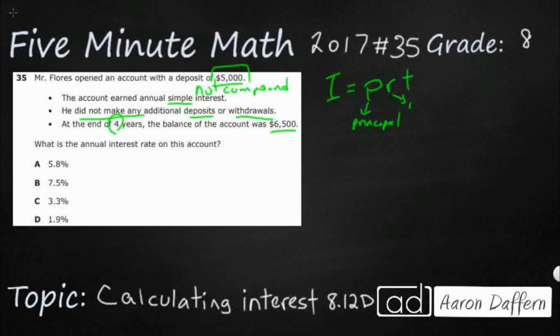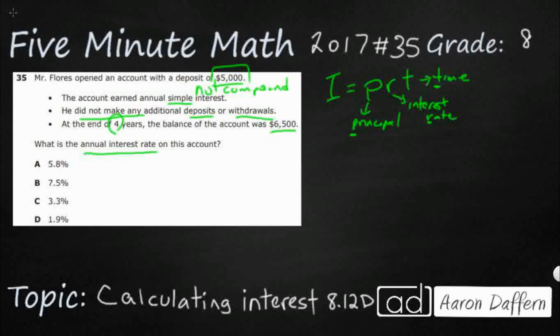This is the interest rate, sometimes just referred to as rate. So that's where that R comes from. That is going to be that we don't know. That's what we're missing, this interest rate. That's what the unknown is, and then the T, that's the time. All right, so we've got 4 years.